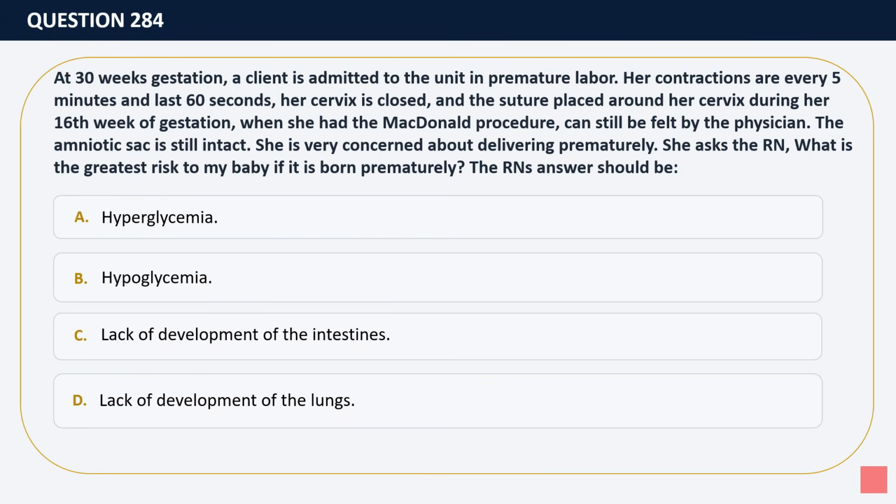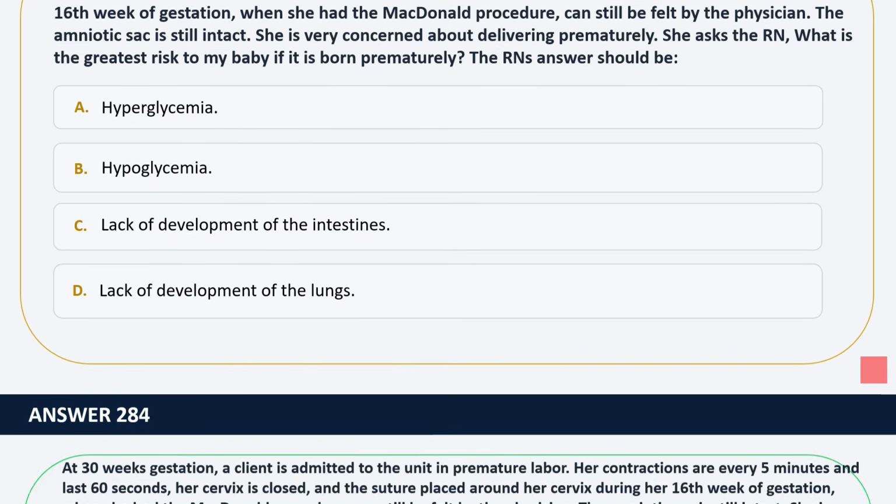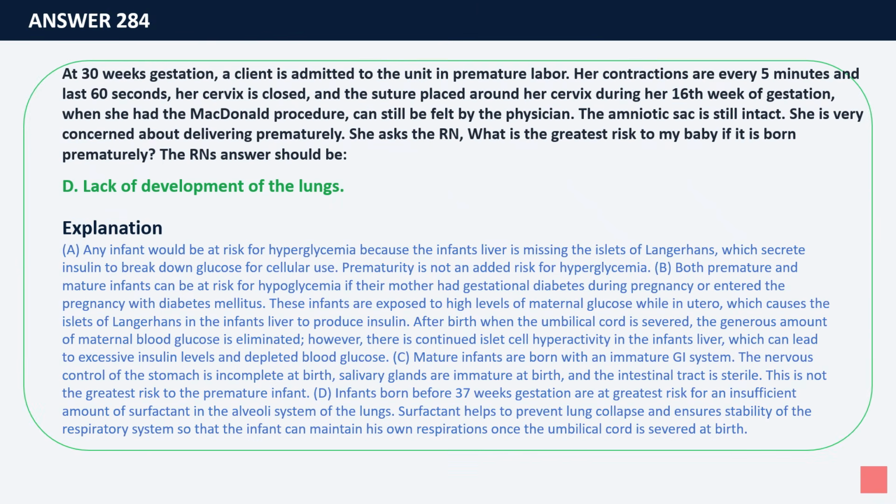She is very concerned about delivering prematurely. She asks the RN, "What is the greatest risk to my baby if it is born prematurely?" The RN's answer should be: A. Hyperglycemia. B. Hypoglycemia. C. Lack of development of the intestines. D. Lack of development of the lungs. Answer: D. Lack of development of the lungs.